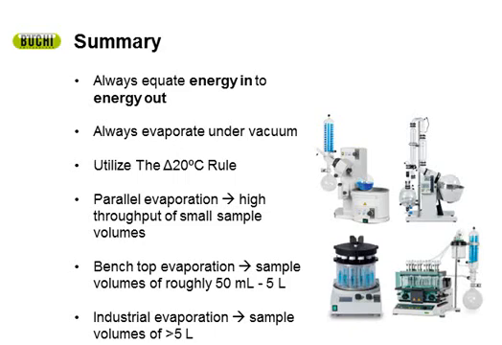When you're evaporating under vacuum, always utilize the change in 20 degrees Celsius rule. When you want to perform parallel evaporation, the reason is if you need high throughput of small sample volume. Benchtop rotary evaporators handle volumes of roughly 50 mLs to 5 liters. And remember, the working volume is a little different. The rule of thumb is half the maximum volume of the evaporating flask. So if you're using a 5-liter evaporating flask, you don't want to exceed 2.5 to 3 liters starting sample volume. In industrial evaporation, if you have volumes greater than 5 liters, then you would want to scale up at that point.